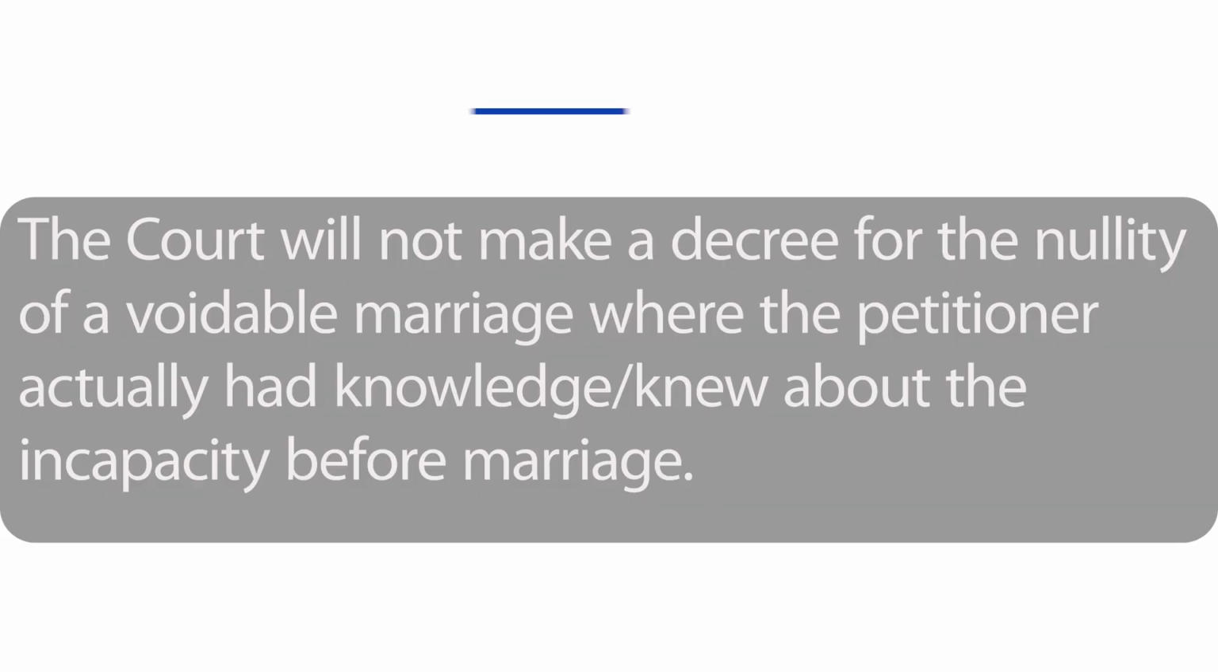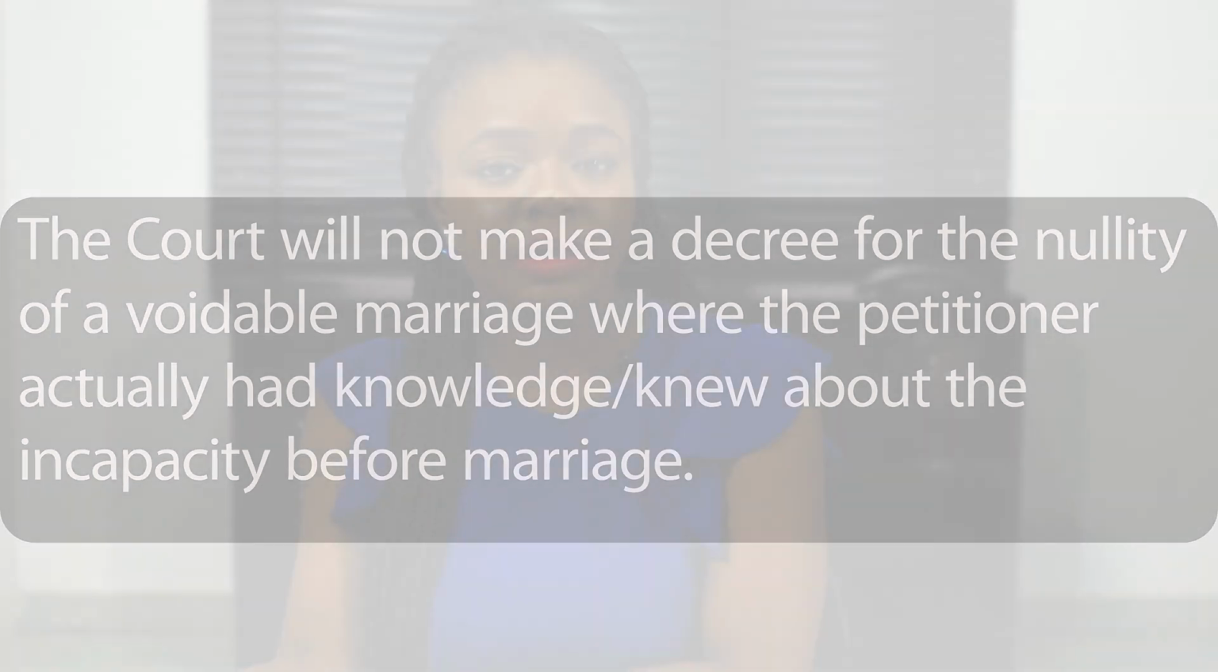And secondly, the court will not make a decree for nullity of a voidable marriage where the petitioner actually had knowledge of the incapacity, or knew about these instances before they got married. So when the petition for nullity is brought before the court, and the court looks at the circumstances and can assert that these circumstances are true, then the marriage shall be annulled, and the decree will become absolute, and so the marriage will not exist, or the marriage cannot exist after that.